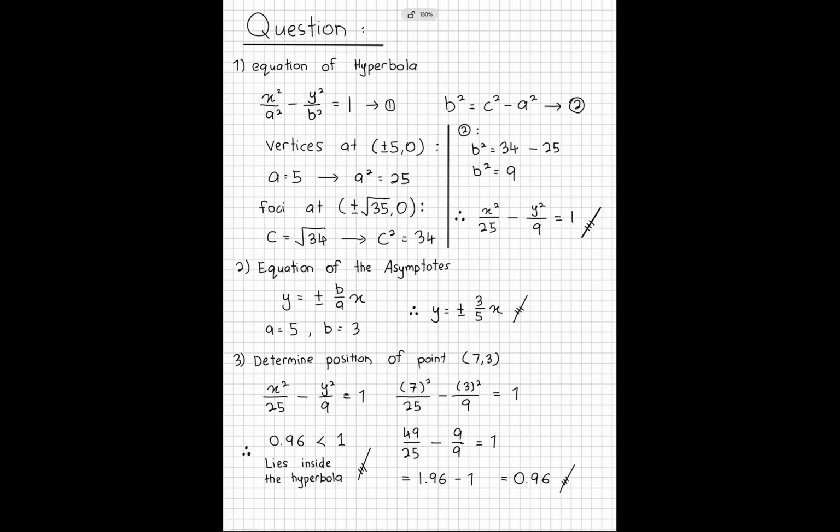It is already given that the equation of a hyperbola is x squared over a squared minus y squared over b squared is equal to 1, and c squared is equal to a squared plus b squared. If we want to use the first equation, we need to find b first, as we already got a and c. So we just square both a and c and substitute into the second equation, and we get b squared is equal to 9. So we substitute it into the first equation, and the final answer is x squared over 25 minus y squared over 9 is equal to 1.